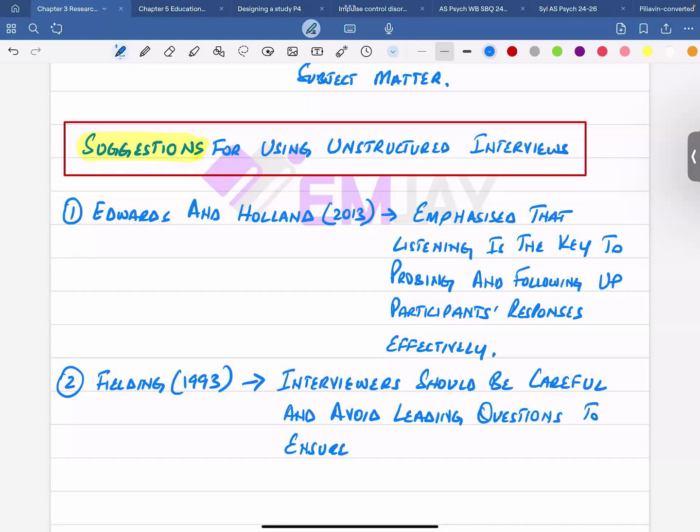to ensure the responses received from participants aren't influenced.